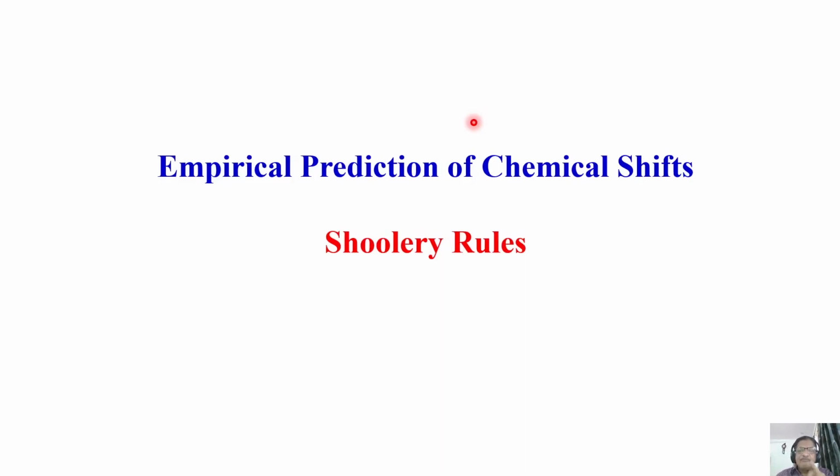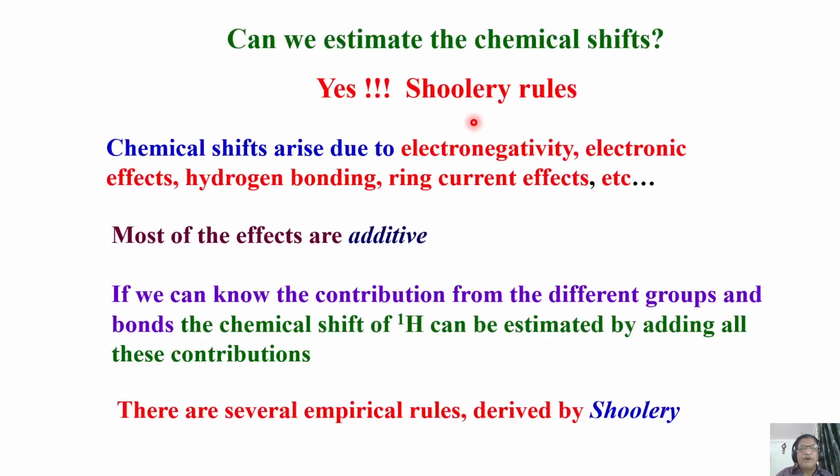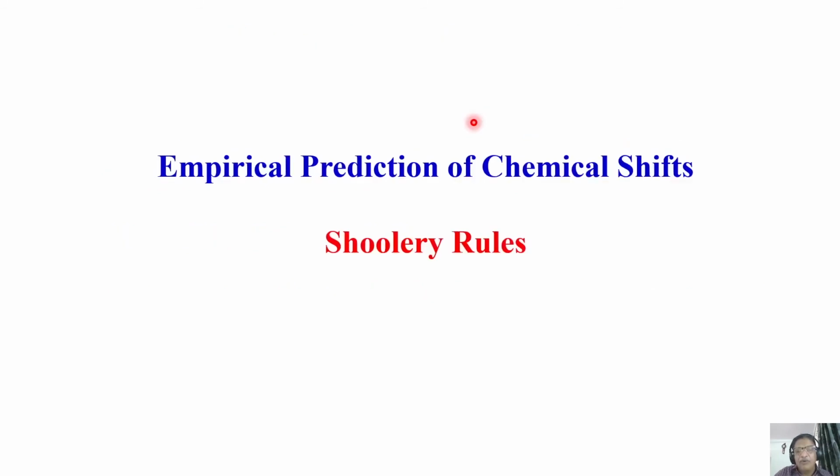Please remember, I have not covered this topic of empirically predicting chemical shift by using Jim Schoolery rules. I'll try to come back if there's time, so that we can discuss with some example what the experimentally determined chemical shifts are, or what the theoretically calculated or empirically predicted chemical shifts are.